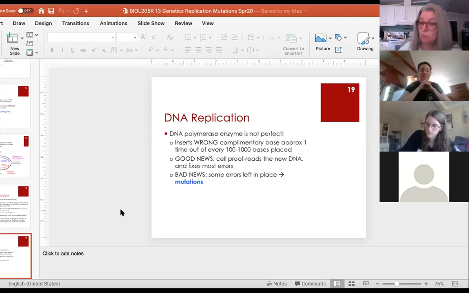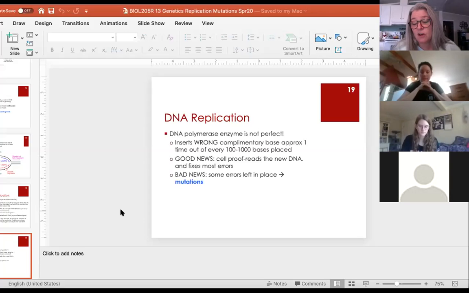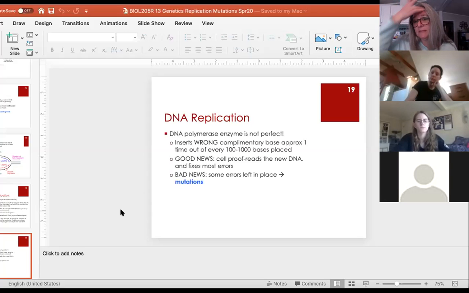So, when we think about mutations in our DNA, a lot of us automatically think about chemicals, getting exposed to chemicals or getting exposed to radiation. And those things can cause mutations, but copying DNA causes mutations too. So anytime a cell is rapidly dividing, we see more mutations in those cells because the enzyme makes mistakes sometimes. And the good news is that most of the mistakes get fixed, but some of them don't. And those are what become mutations.